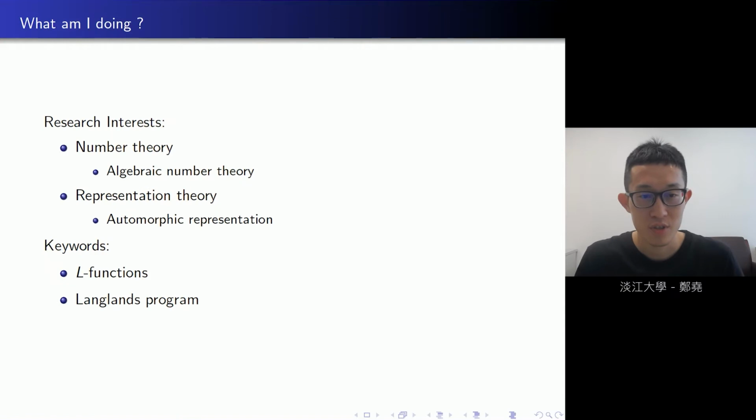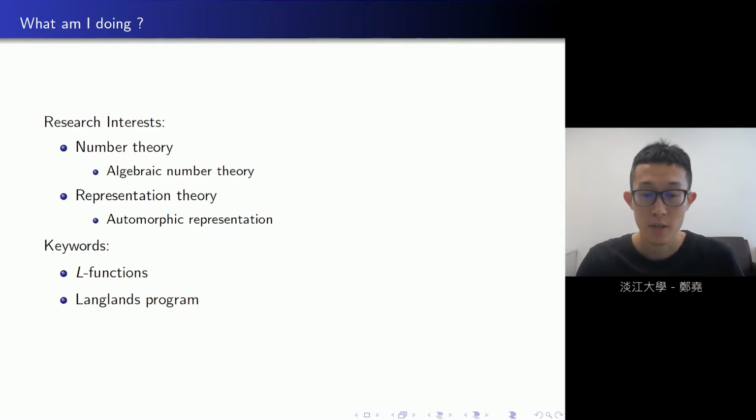My research interest is number theory and representation theory. More specifically, I'm interested in algebraic number theory and automorphic representations. And I guess the keywords of my research are L-functions and the Langlands program. So now, instead of describing my work in this short amount of time, I would like to introduce these keywords and hope that you will have some feeling about what I'm concerned about.